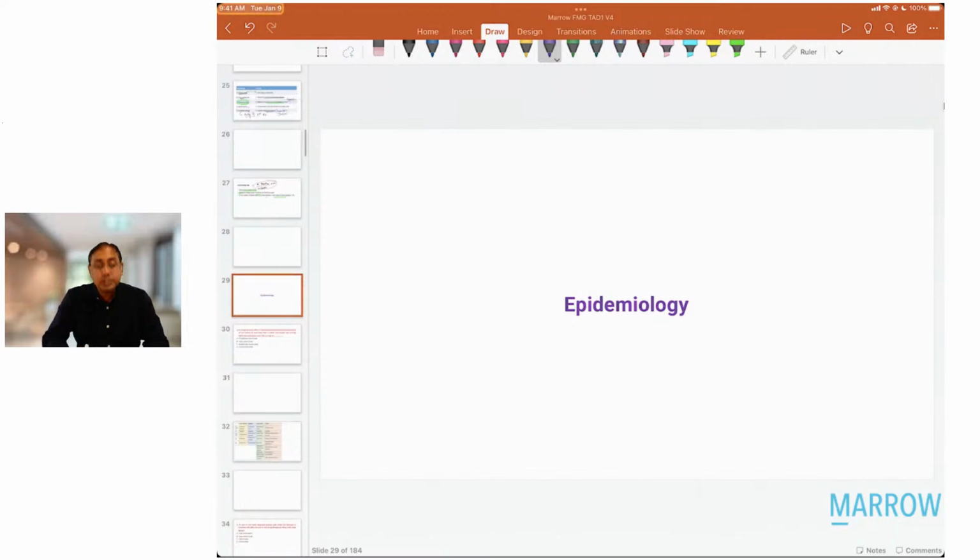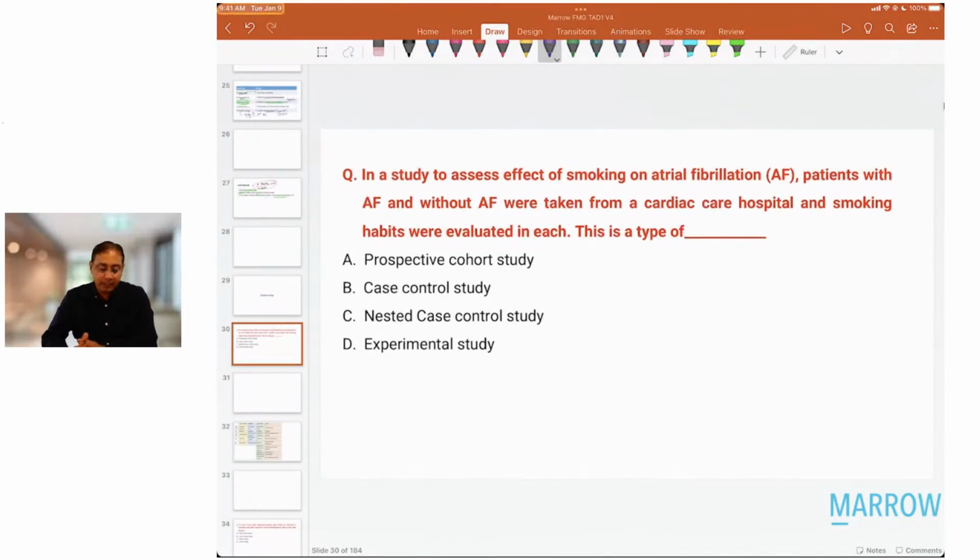Next are a few questions coming from epidemiology. In a study to assess the effect of smoking on atrial fibrillation, patients with atrial fibrillation and without atrial fibrillation were taken from a cardiac care hospital and smoking habits were evaluated in each. What type of study is this?